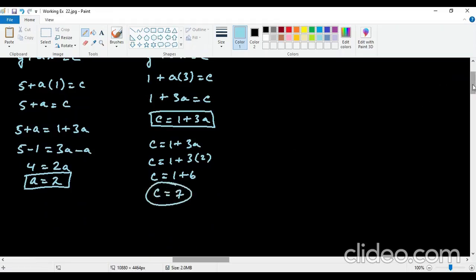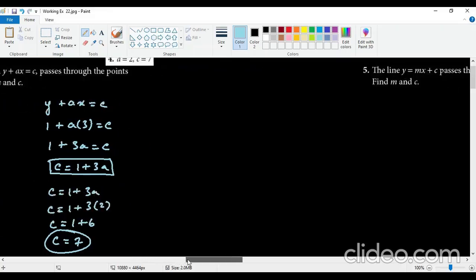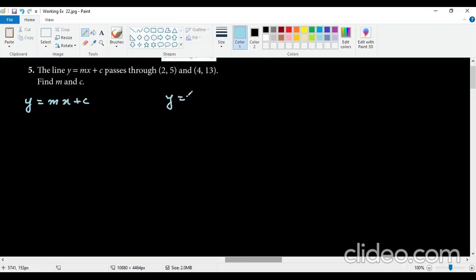Moving on to question number 5. In here, I will do the same thing. Y equals mx plus c. I will take the first point, which is (2, 5). And we know very well this is x and this is y, and in here (4, 13).